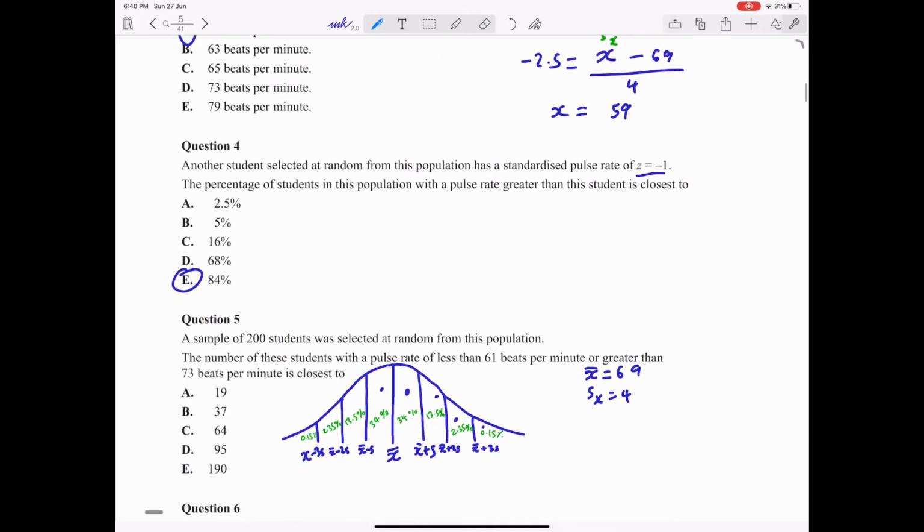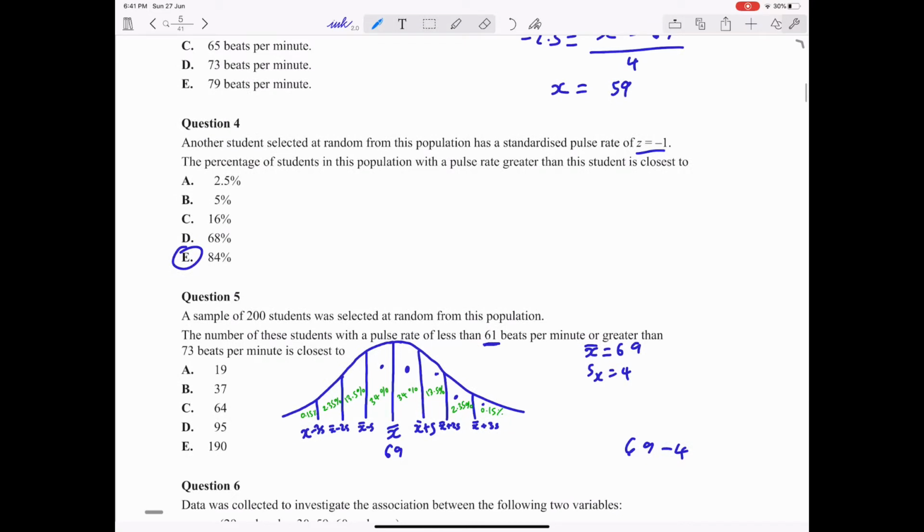So we want to find out the number of students with a pulse rate less than 61 beats per minute or greater than 73 beats per minute. So to do this question, you know that the mean is 69 beats per minute. So we want to find where 61 beats per minute is on the normal distribution. If you do 69 minus 4, that would give us one standard deviation below the mean, which is 65.